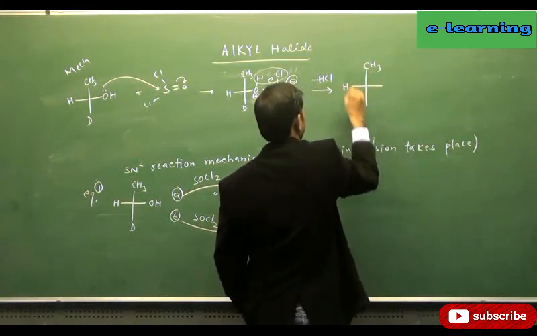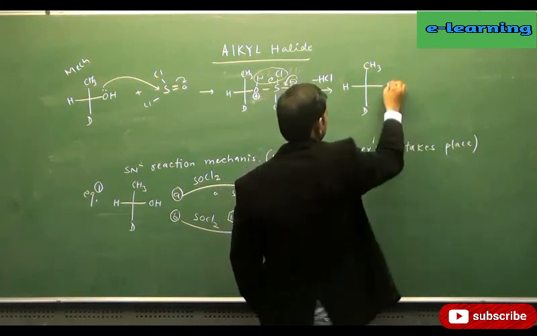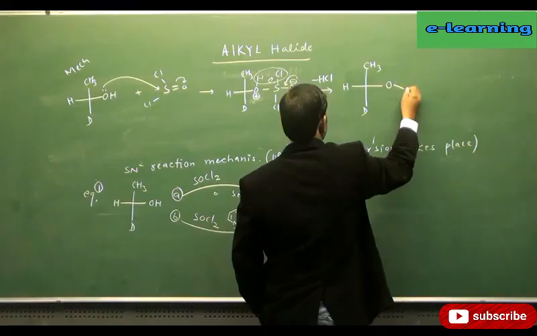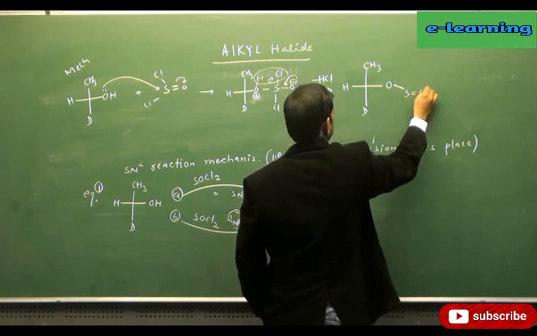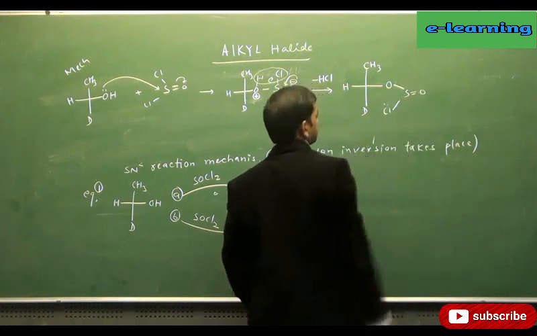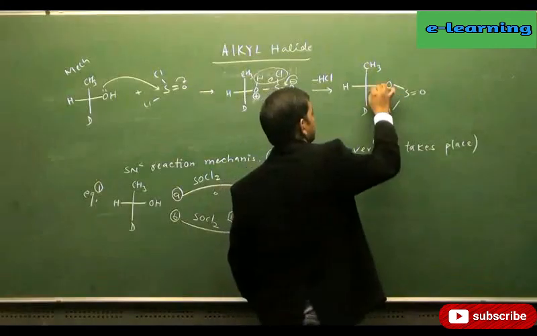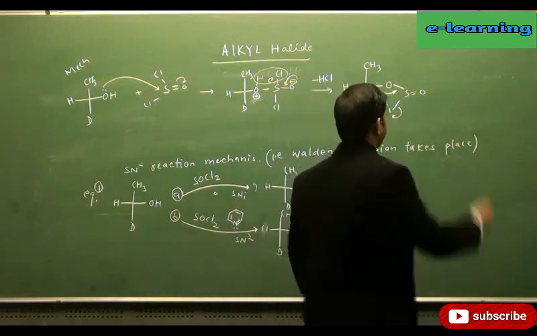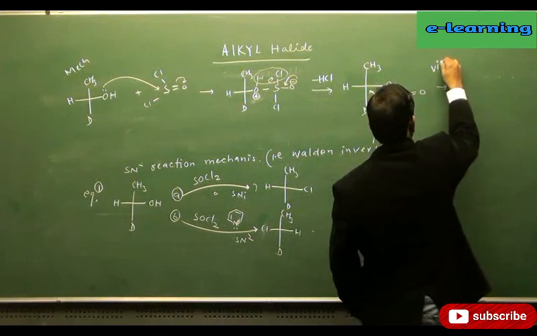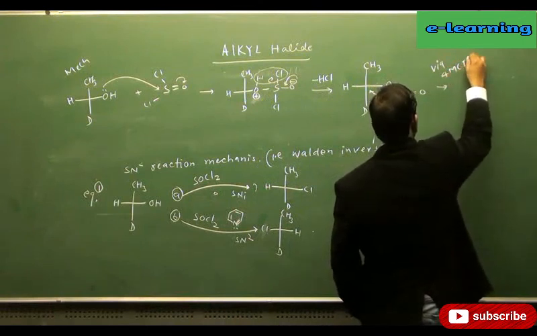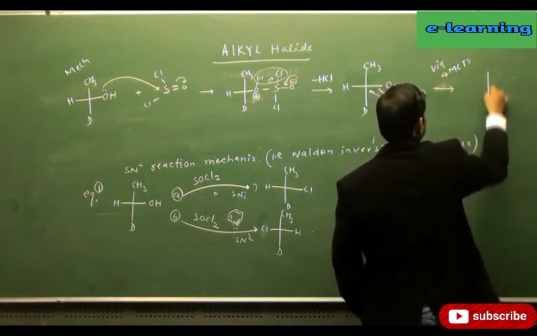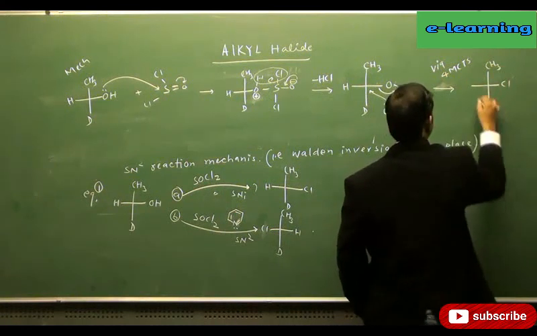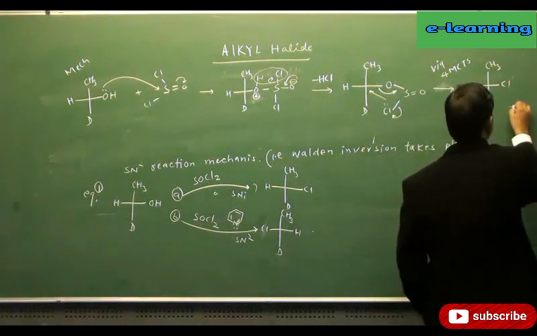CH3, H, D, O, S, CTS. It attacks and removes the HCl, that is SO2, and it gives the product via a 4-membered cyclic transition state. It gives Cl plus SO2.